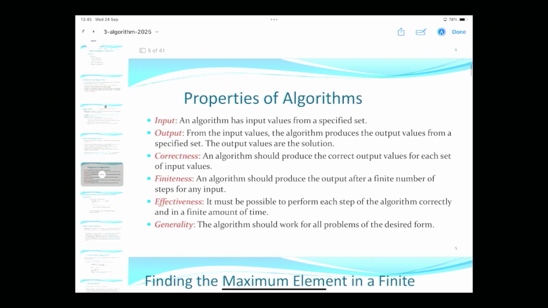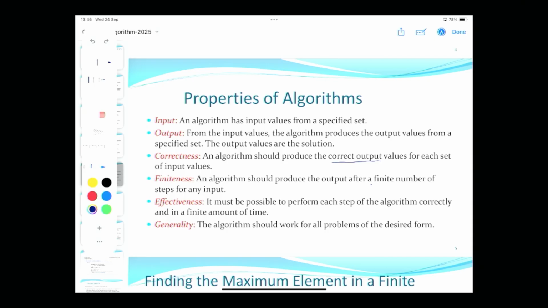Let's see the properties of algorithms. These are required. First, it receives input, input data. It gives output, and the output is the solution of the problem that it solved. The algorithm must be a valid algorithm. It must give the correct result. Correctness here means correct output by performing a finite number of steps to solve the problem.